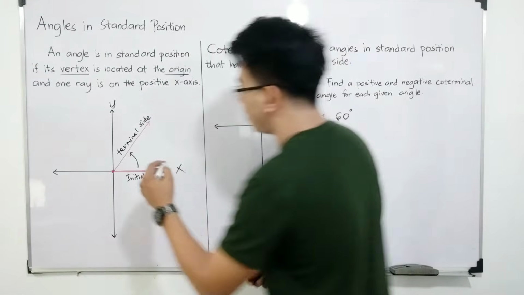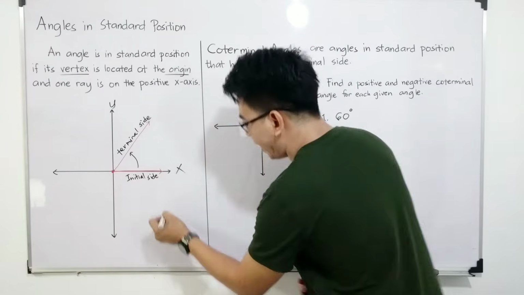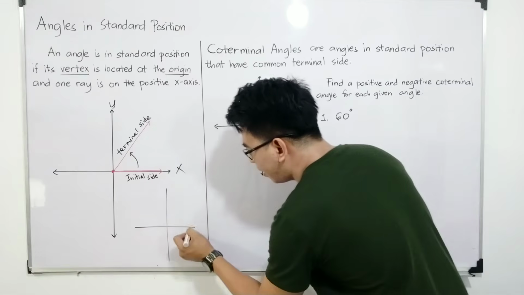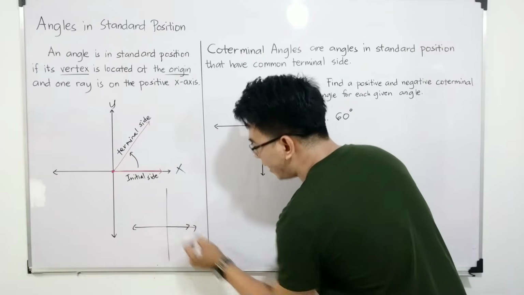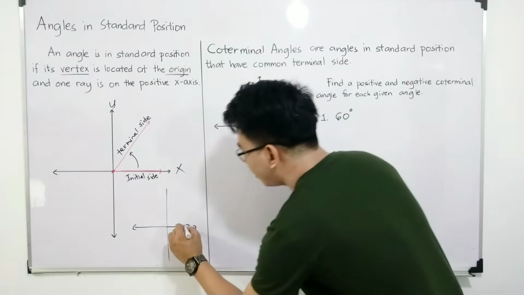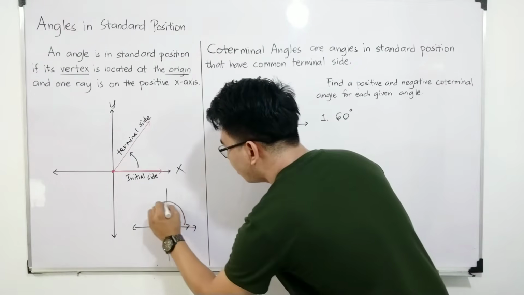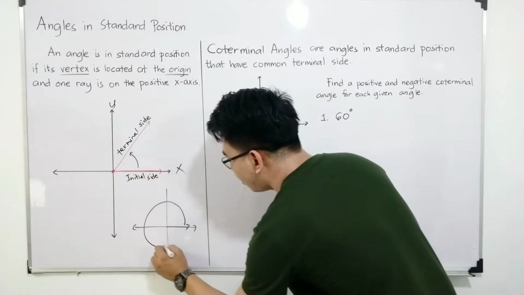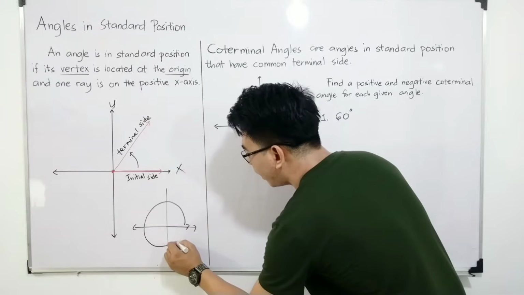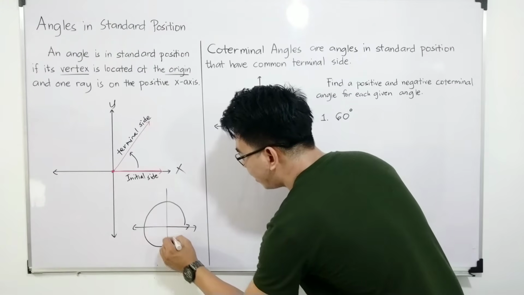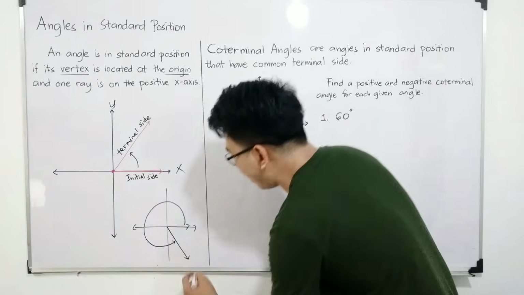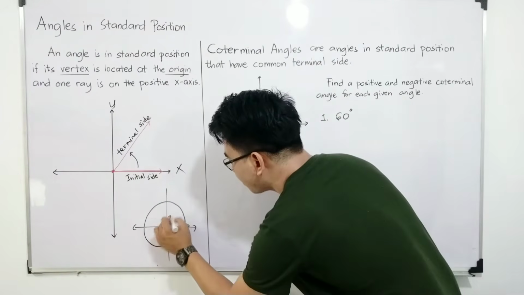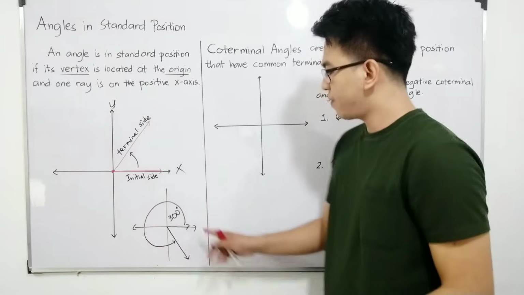Let's say, for example, I have this one. I have this Cartesian plane, and here's my initial side, okay? And then I will move counterclockwise here, okay? So I will end here, and this is my terminal side. Let's say, for example, this angle measures 300 degrees.